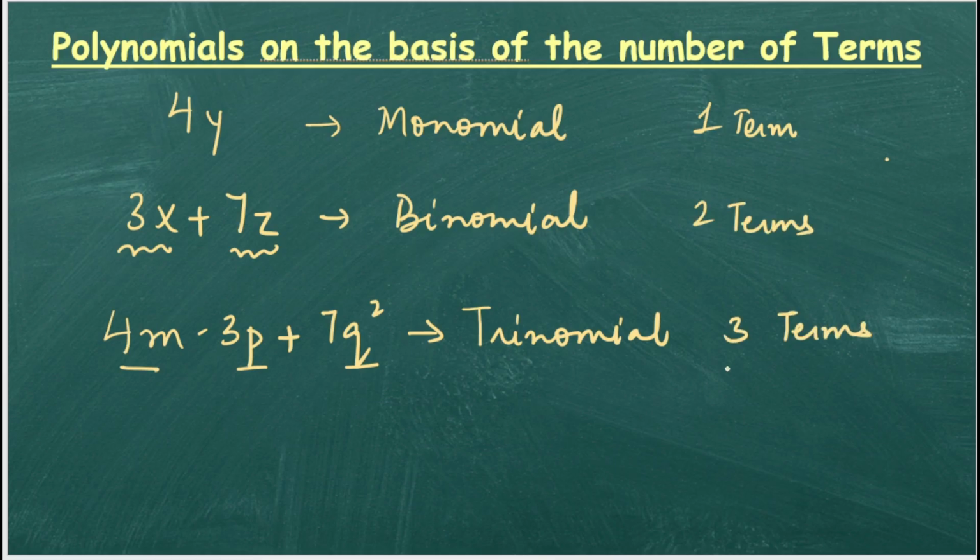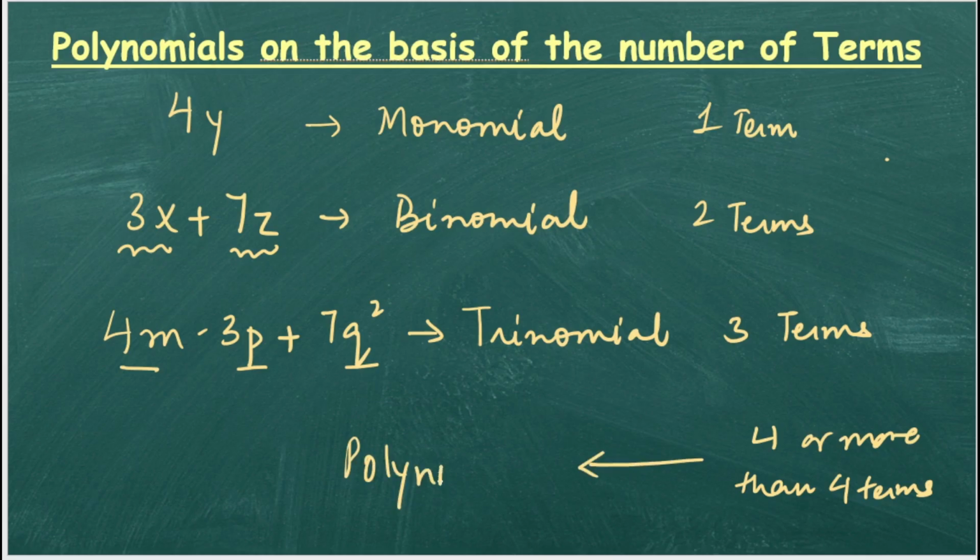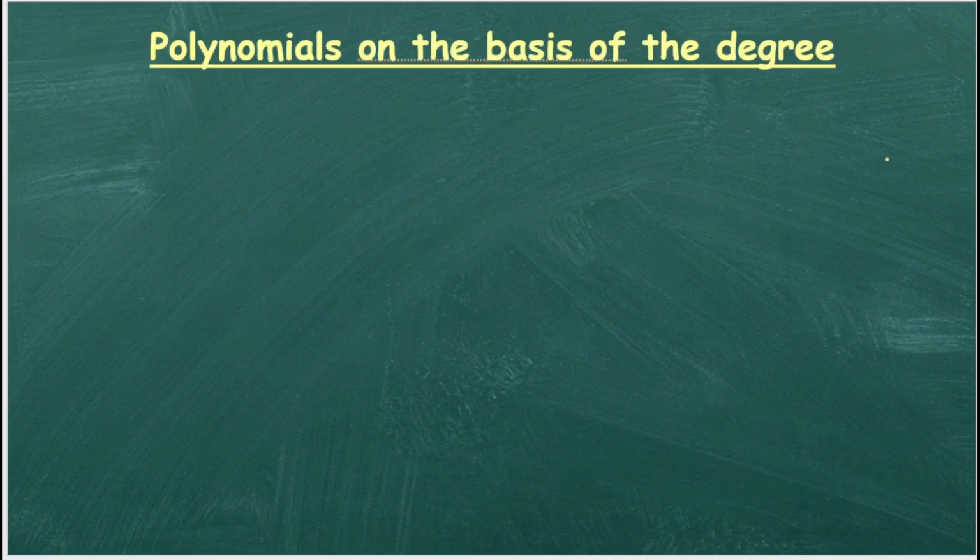What will happen if we have more than three terms, meaning four terms or more than four terms? In that case, we do not have a specific name, and all the expressions with four or more than four terms are called in general as polynomials. So this is the classification of the polynomials on the basis of the terms. Then we can classify the polynomials on the basis of the degree also. We just learned what is the degree of the polynomial.